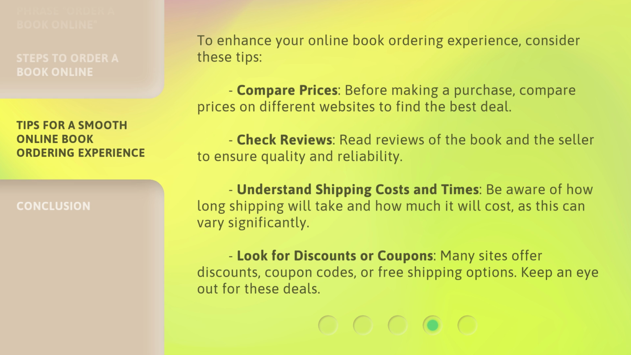Look for discounts or coupons. Many sites offer discounts, coupon codes, or free shipping options. Keep an eye out for these deals.